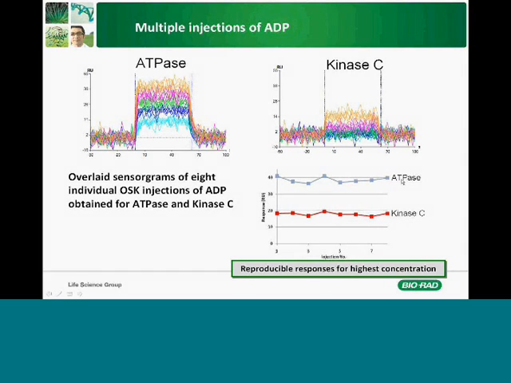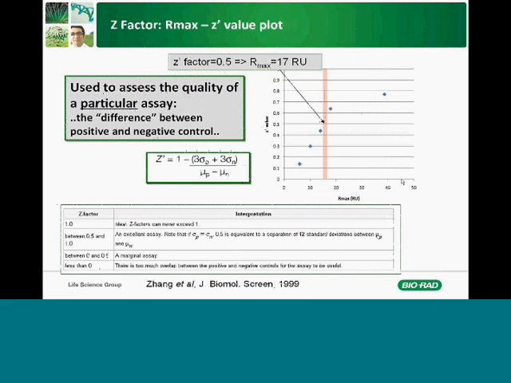And last thing that they did is they measured the Z factor of the assay. The Z factor was introduced 4 times by Zhang, and you can have more information in the reference I'm showing here below. This was developed for screening assays, for high-throughput screening assays, and the rationale was to have some kind of a value to tell you if the assay is significant, how confident can you be with the results.